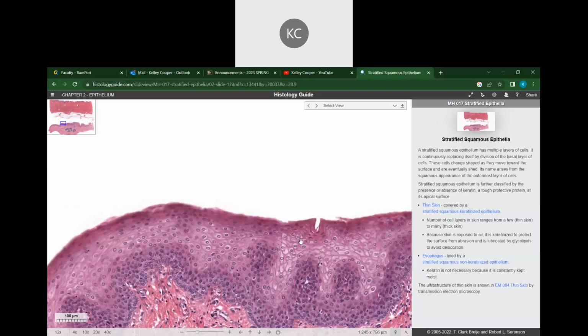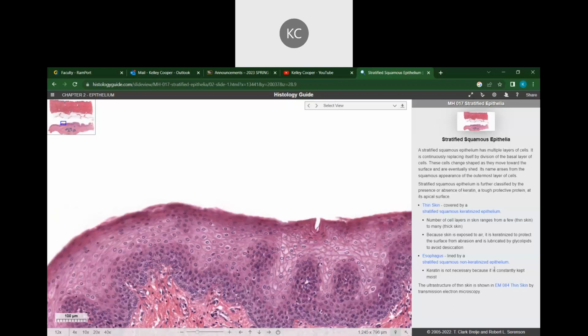Okay, you don't need the keratin in this case because it's more deep in the body. It's more within. It's more internal, and so the risk of it becoming dry and becoming brittle with a lack of moisture, it's not as much of a risk.